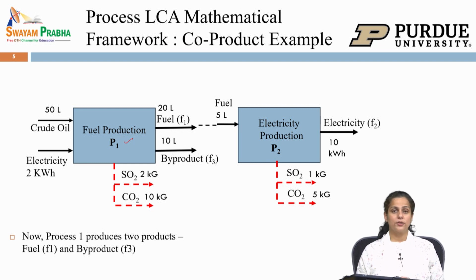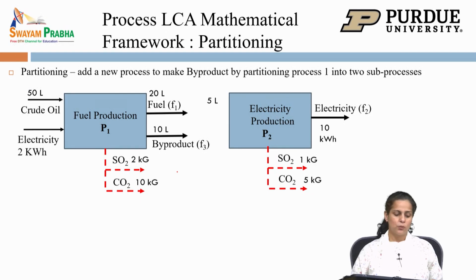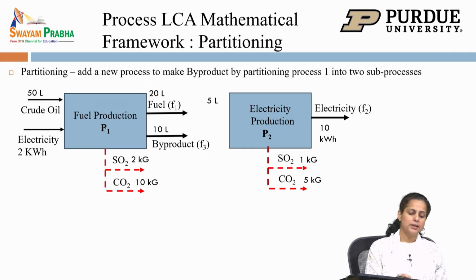Also, these days a lot of the waste products are going into secondary life or into the recycling system. In those cases as well, we will need to consider what is the impact that we need to give to the byproduct along with the fuel production. So, here let us look at how we do partitioning. Partitioning is when we are not avoiding allocation, we are going to allocate the impact of the fuel production process to both fuel and byproduct. So, when we are doing partitioning, what we are assuming is that there are two separate sub processes that are making the fuel and the byproduct within that process.